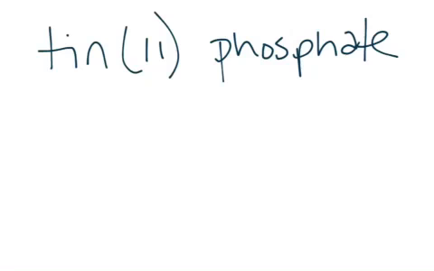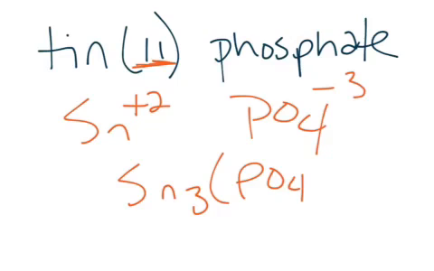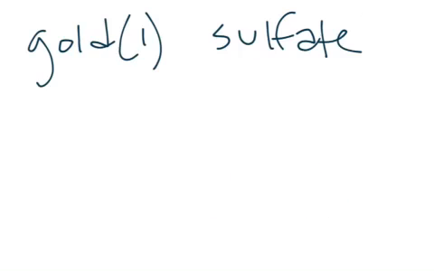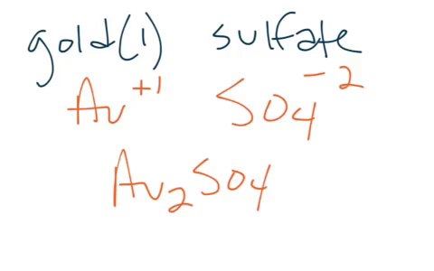If you're given the name and asked to go backwards, same rules as before. So the Roman numeral is letting you know what charge you need to add as an oxidation number to a symbol. So tin is Sn, and in this case it's Sn +2. Phosphate is -3. So this is going to be Sn3(PO4)2. In this case, gold would have a +1, and sulfate always has a charge of -2. So we're going to need to have 2 ions of gold for every 1 molecule of sulfate.